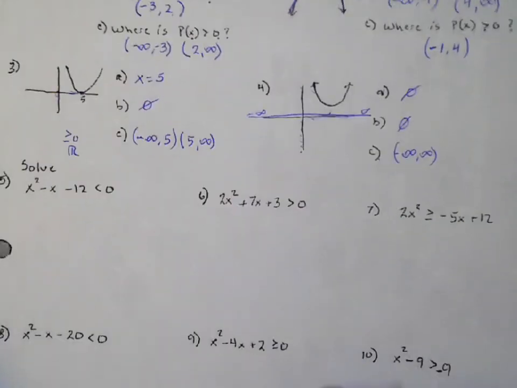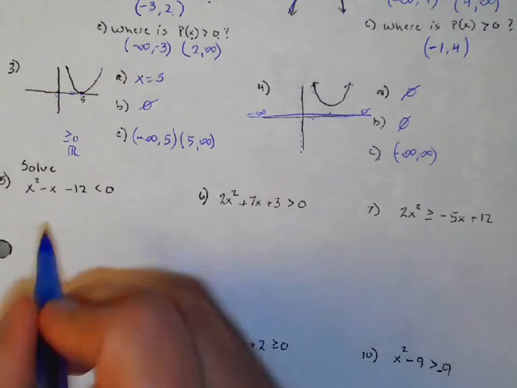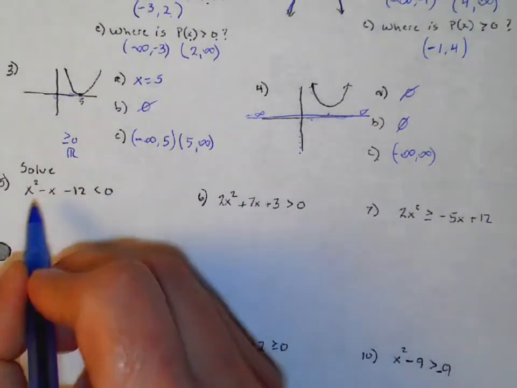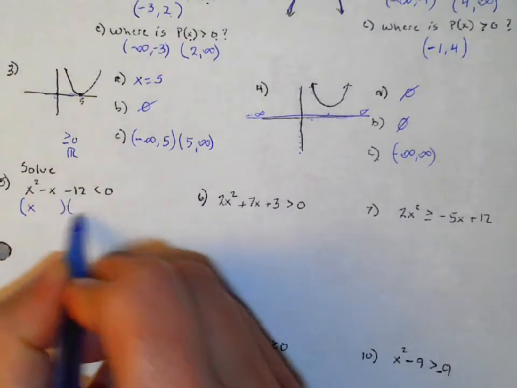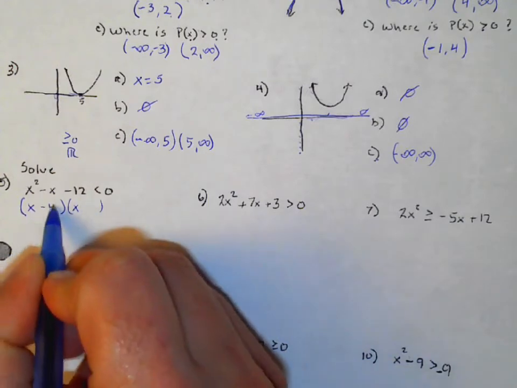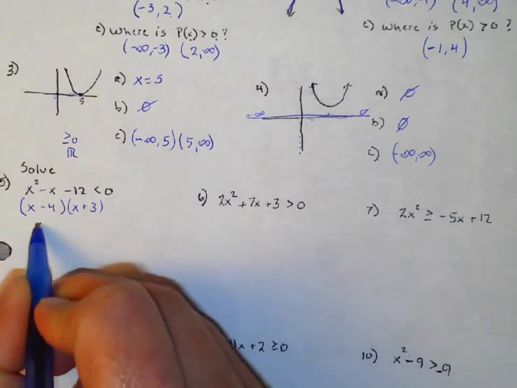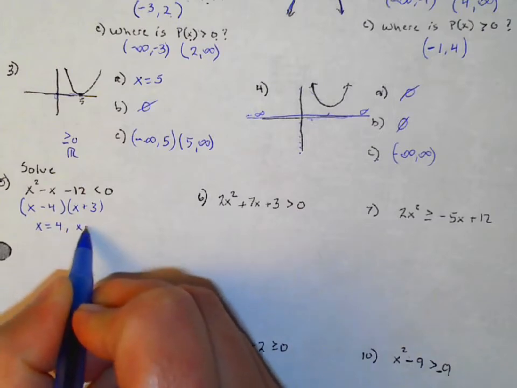Okay, so how do we do this without the graph? Well, we want to solve it. Let's pretend it's equal to 0. If factoring, I always like factoring. It's an easy way to do it. (x - 4)(x + 3). And if I solve this, I get x equals 4 and x equals -3.